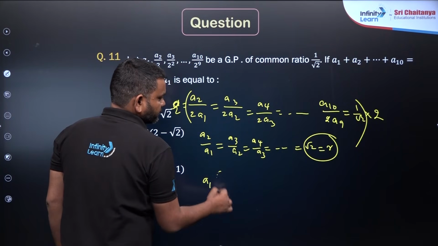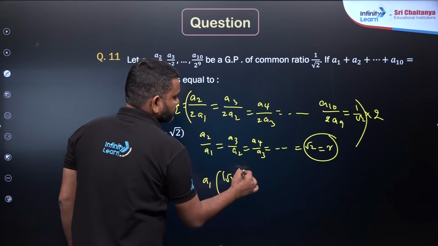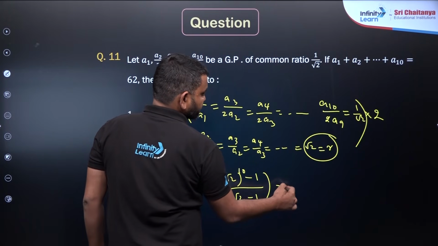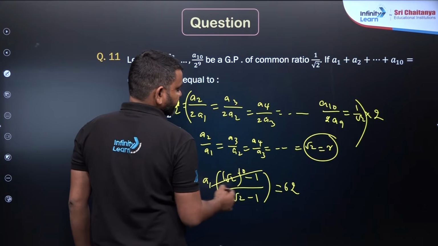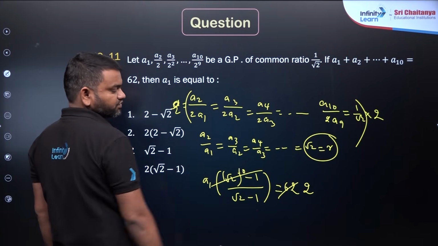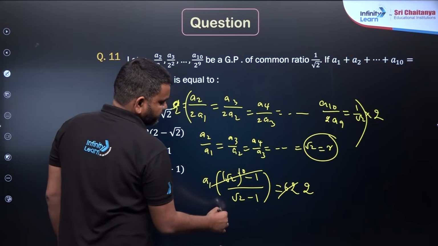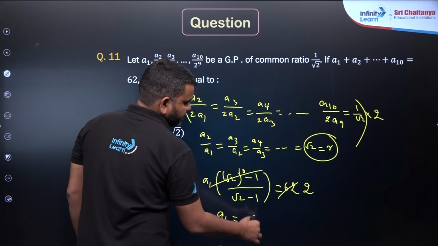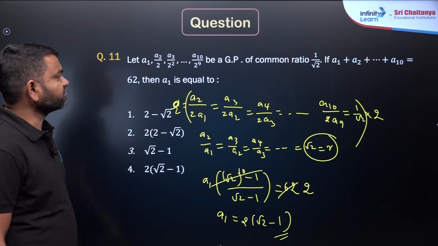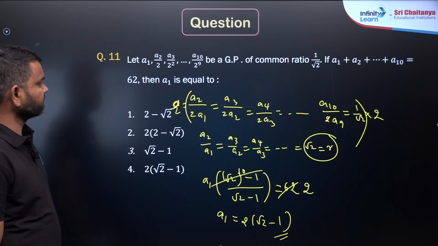So A1 into root 2 power 10 minus 1 divided by root 2 minus 1, that is equal to 62 is given. So if I cancel the numerator, this is going to be 2, because here I am going to get 32 minus 1, which is 31. So your final answer needs to be equal to 2 times of root 2 minus 1. Alright, so 2 times of root 2 minus 1 is your answer there.